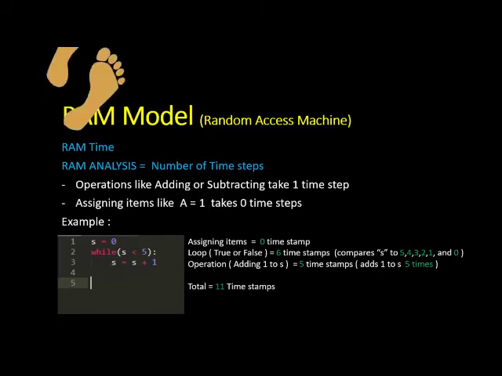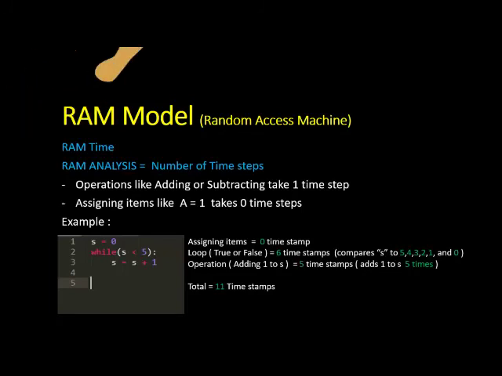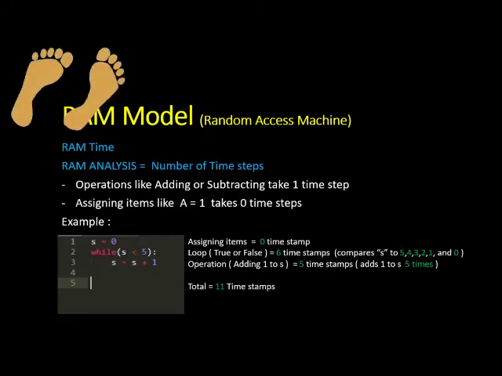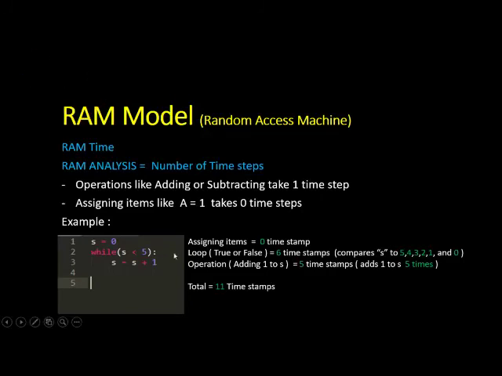On line 2, we have the while statement, which is a loop. Inside the parentheses, we check if S is less than 5. It's comparing, so it is an operation. In our third line, S equals S plus 1. S plus 1 is one time step, but the assigning is 0, so it's just one time step. Since S is 0, it will first compare S, which is 0, to 5. Since that is true, it will proceed to the third line. So 0 plus 1 is 1, and our S is now 1.